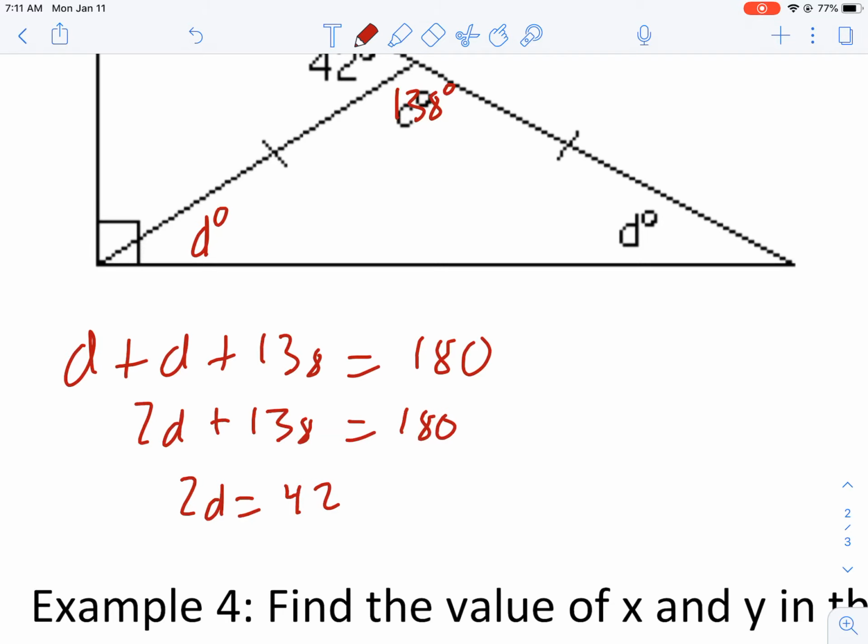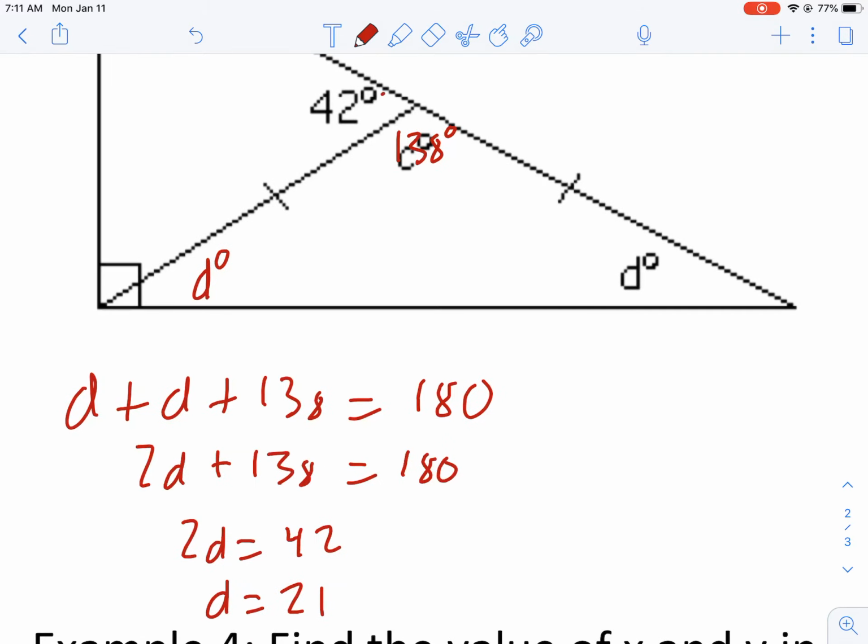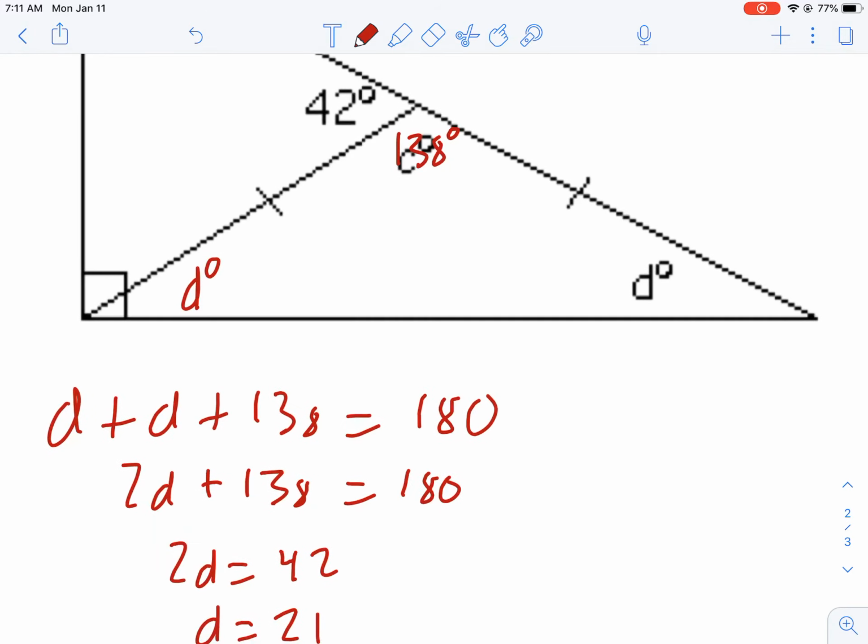Maybe you guys were smarter than me. I didn't even remember the exterior angle theorem. We can just use the exterior angle theorem there. Anyway, so D's got to be 21, right?